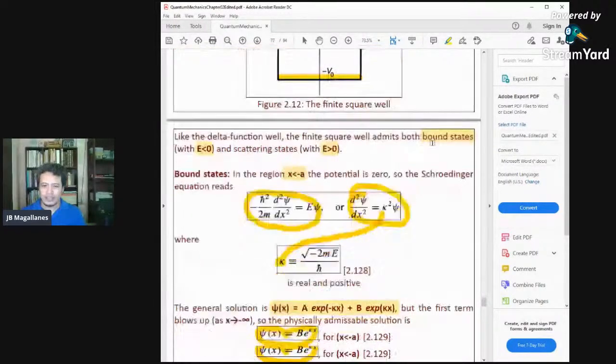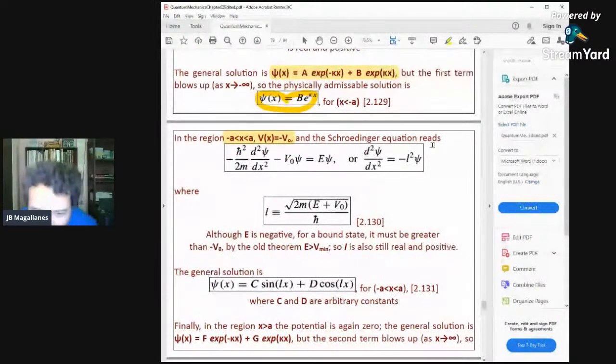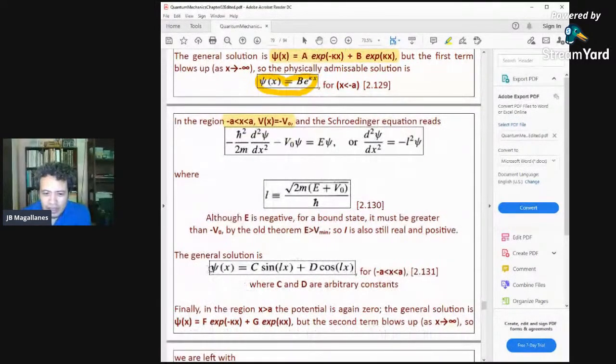That's the potential there. So our solution will look like this. Again, we use cosine and sine because we have a boundary. Just like the infinite square well that we had before, we use sine and cosine.